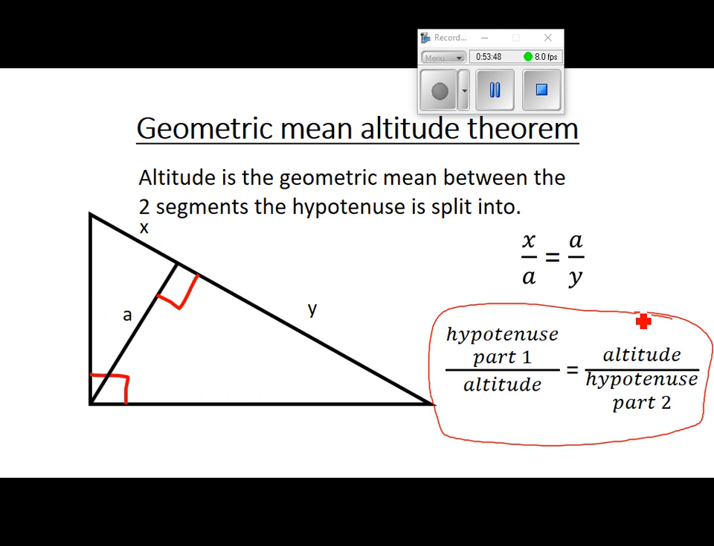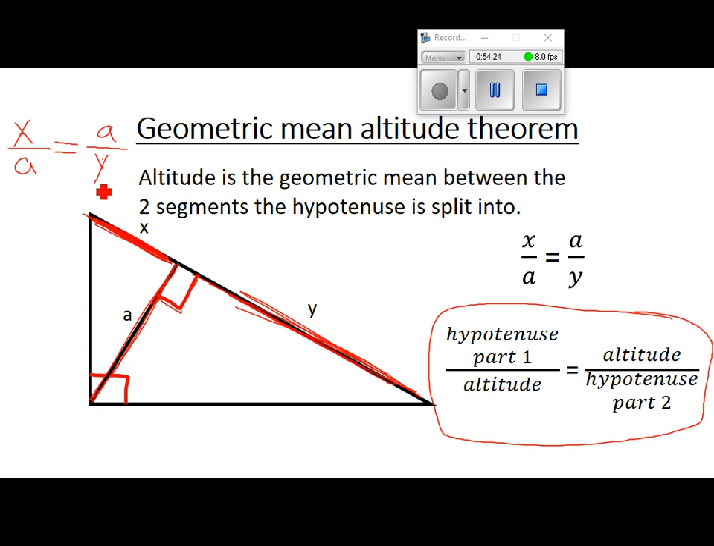So this says the altitude is the geometric mean between the two parts of the hypotenuse. Notice, when you have an altitude drawn over here, it splits that hypotenuse up into two parts. Not two equal parts, just two separate parts. And what this says is the altitude, that length right there, whatever it is, here it's just A, has to be the same in that location and that location. And then the two parts go in the other two locations.